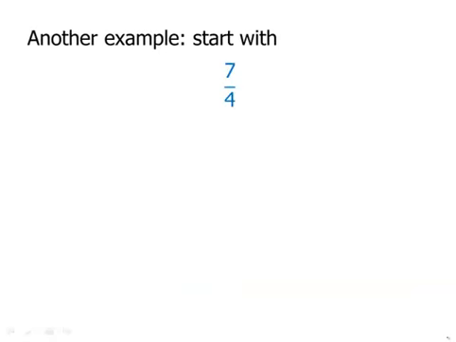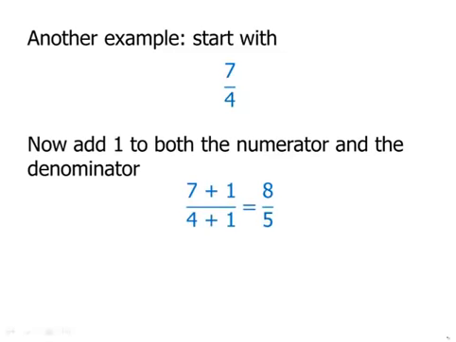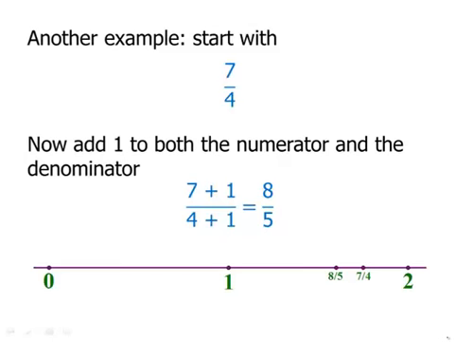Again, start with 7/4. 7/4 is larger than 1, of course. It's an improper fraction. Add 1 to both the numerator and the denominator, we get 8/5, and we might ask, have we made things bigger or smaller? Well, again, think about where we are on the number line. On the number line, 7/4 is bigger than 1. Adding 1 to the numerator and denominator moves it closer to 1, which means it moves it to a number that is smaller. And so we see that 8/5 has to be less than 7/4.